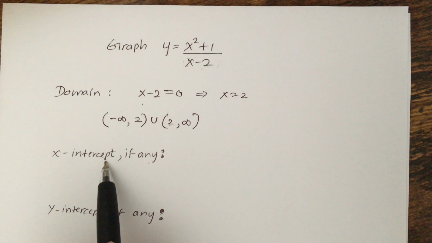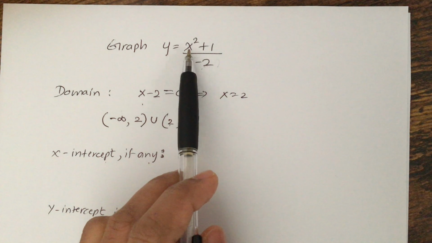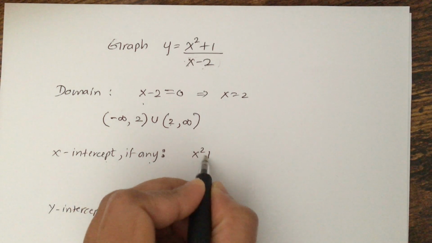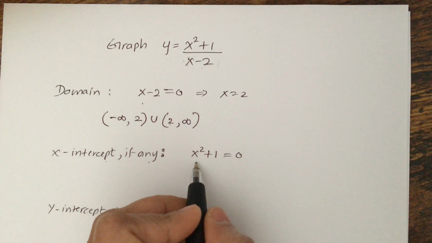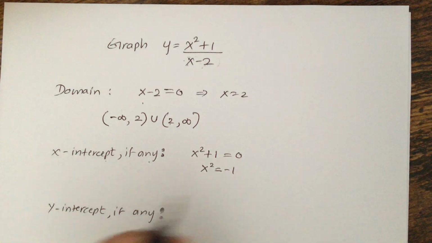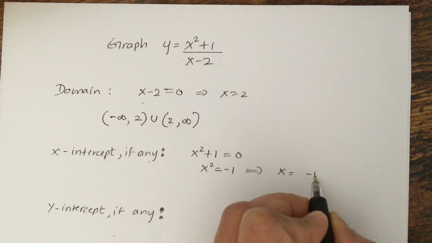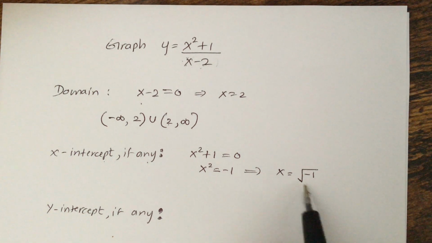To find the x-intercept, the y value equals 0, right? Y equals 0 means x squared plus 1 equals 0. So y equals 0 if this numerator equals 0. As you can see, if you simplify, it is x squared equals negative 1. That means x equals the square root of negative 1. So this is the square root of a negative number, like a complex number.